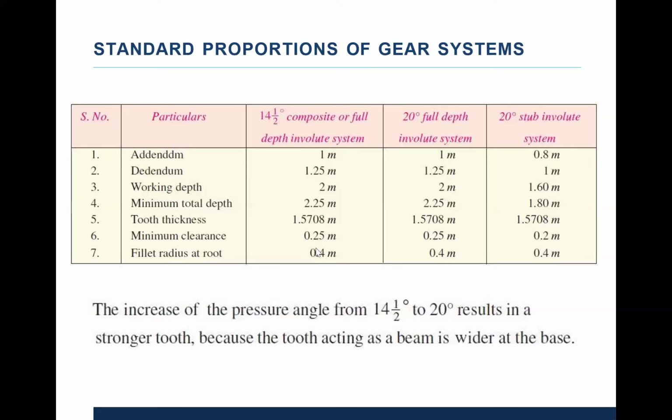Okay. Then the minimum clearance which we provide to avoid jamming or locking of gear is 0.25 times module, 0.25 times module, and 0.2 module, and the fillet radius which we provide will be 0.4 times module in all these cases. Okay. So the important part is as we increase the pressure angle from 14.5 to 20, the tooth becomes stronger. Okay, and it acts as a beam that is wider at the base.